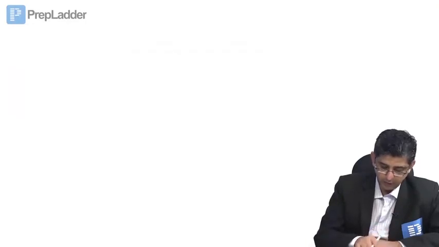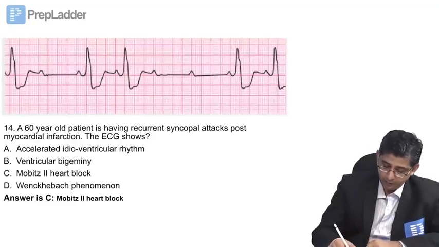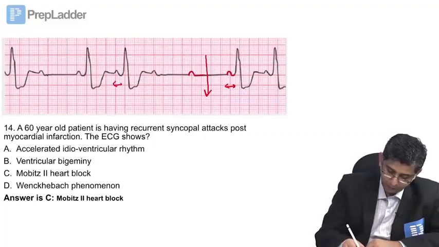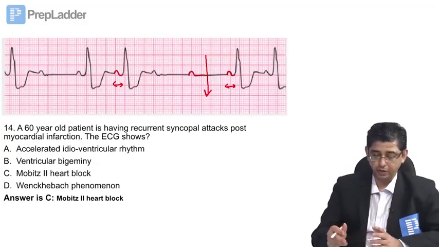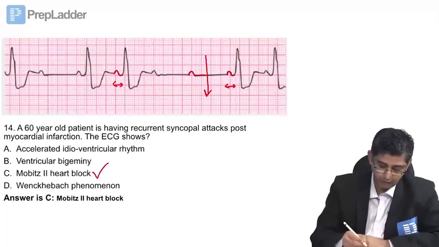you will notice that in this particular recording, this was P, then there is a missed beat. If you look at the PR interval after and the PR interval before, they are almost identical. So because the PR interval before and after is identical, therefore it is going to be Mobitz two heart block in a patient.